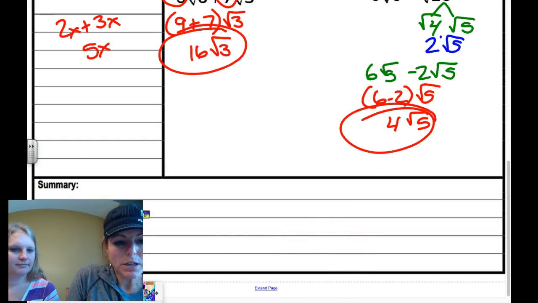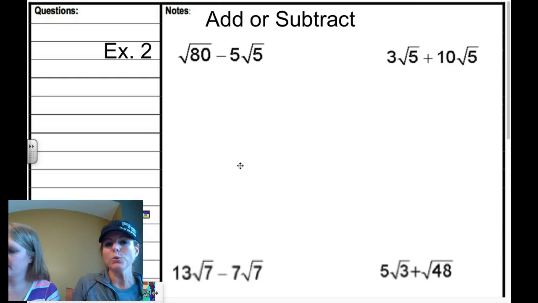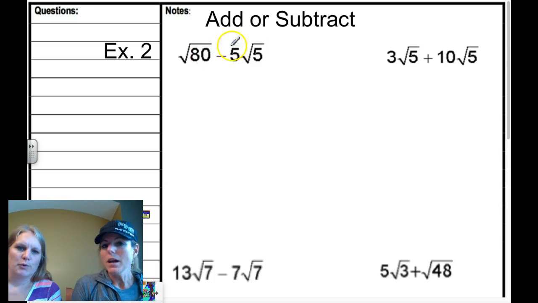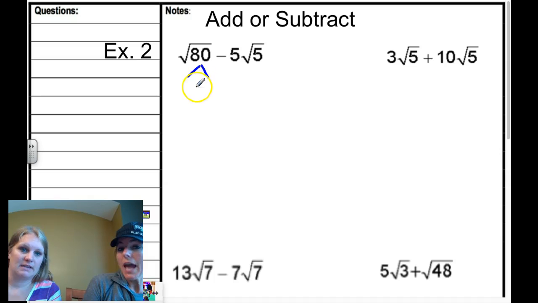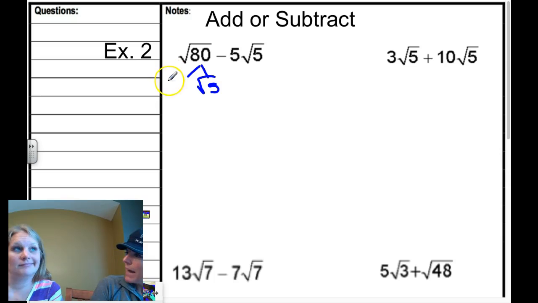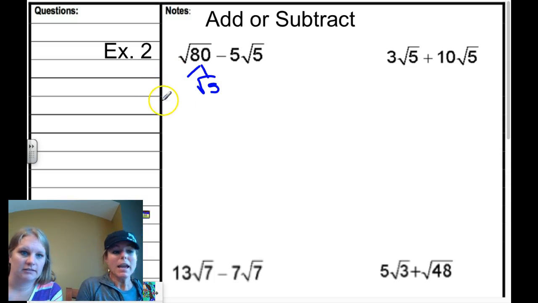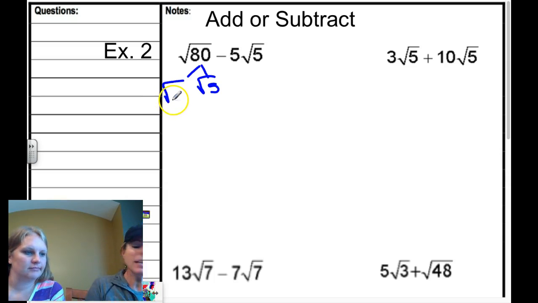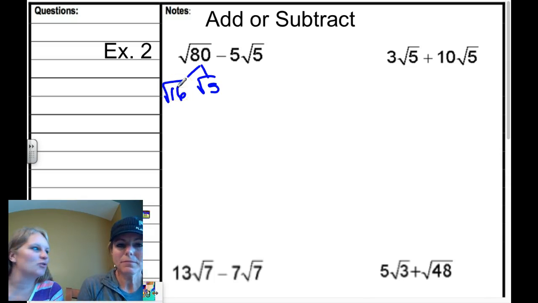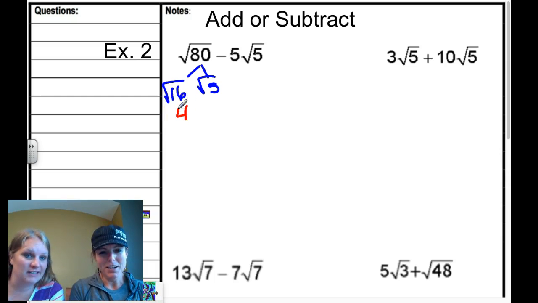So on the next screen, it's going to be more examples. Okay, example 2. So right away, if you look at the first one, 80 and 5 are different. But like Miss Boyd said, one of the numbers has to be root 5. So then you think about, what do I have to multiply 5 by to get to 80? You can use a calculator. So I'll do 80 divided by 5 in the calculator. 80 divided by 5 is 16. And that makes it easy again, because the square root of 16 is 4. And we get 4 root 5.